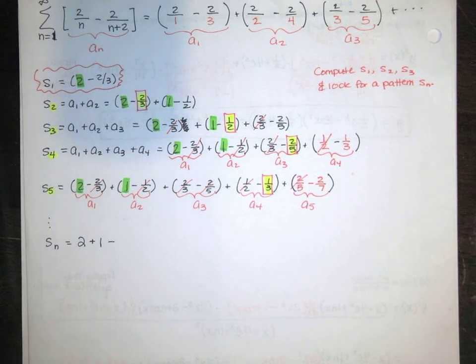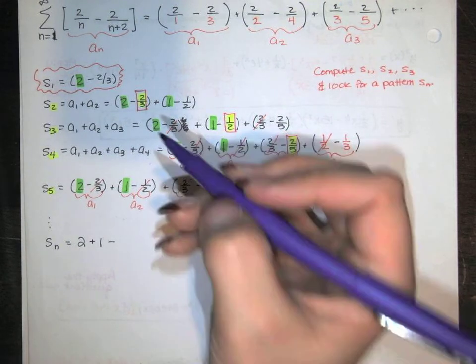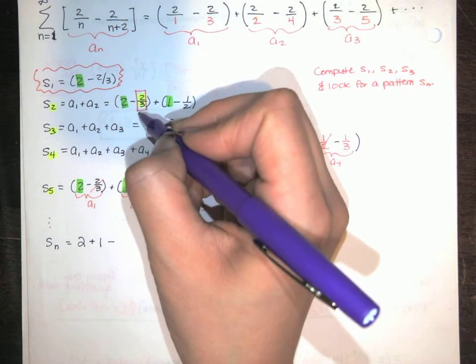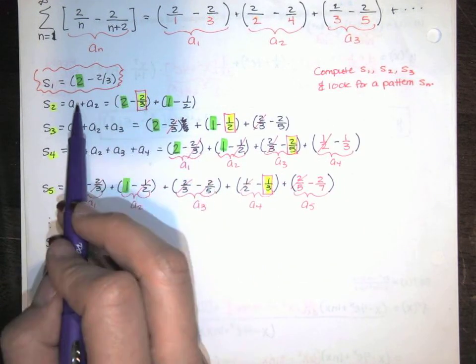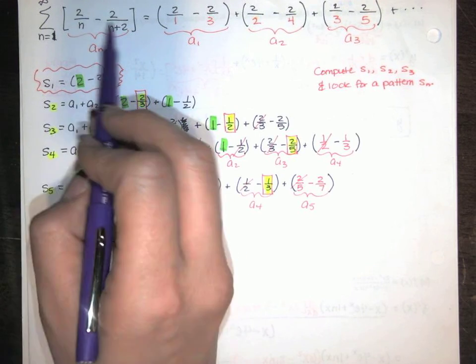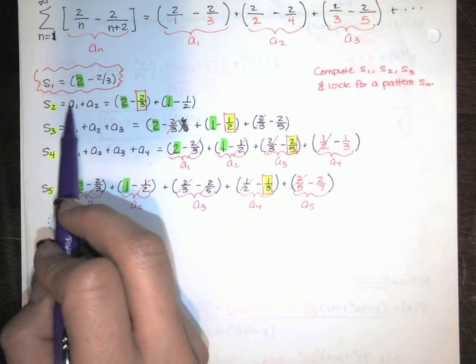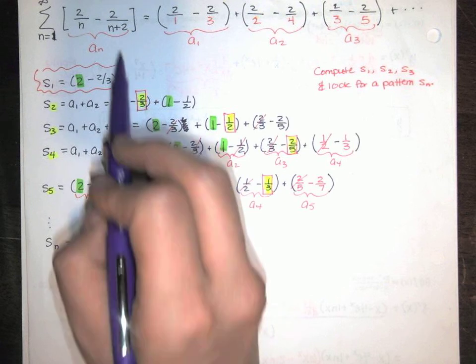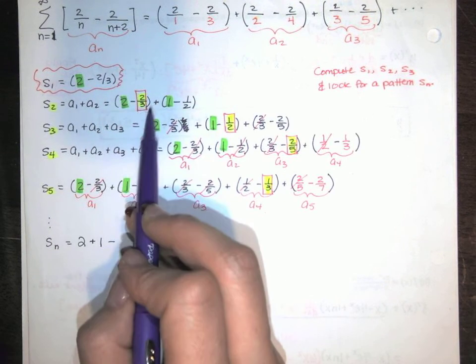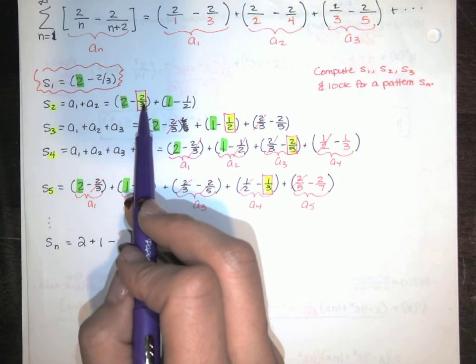Okay, so now let's think back. Where did these numbers come from? How did I get this 2 over 3? Well, it came from substituting in a particular value of n right here. For a sub 1 on s sub 2, I plugged in n equals 1. So I had a 2 over 1 plus 2. That gave me that 2/3.